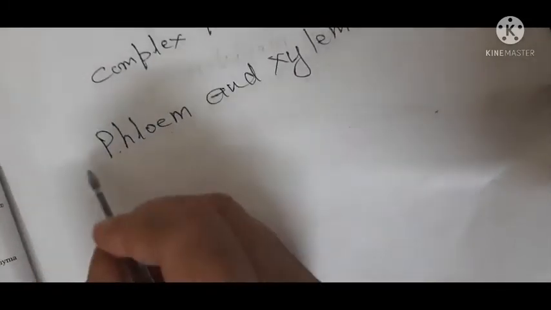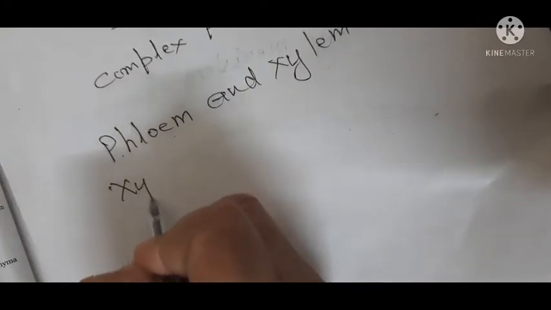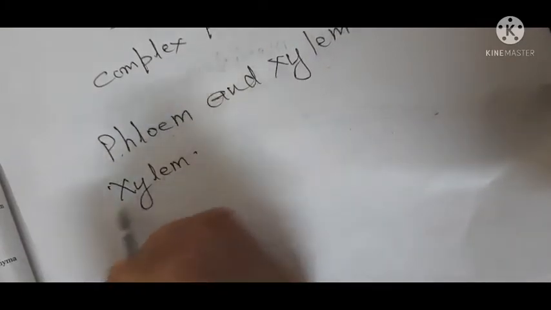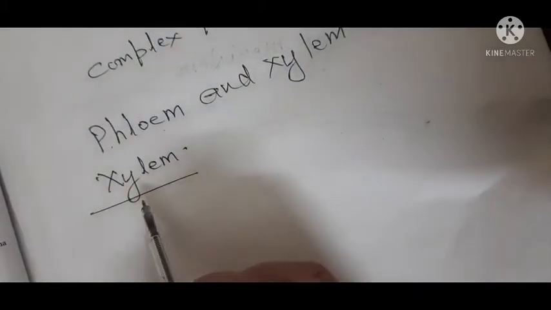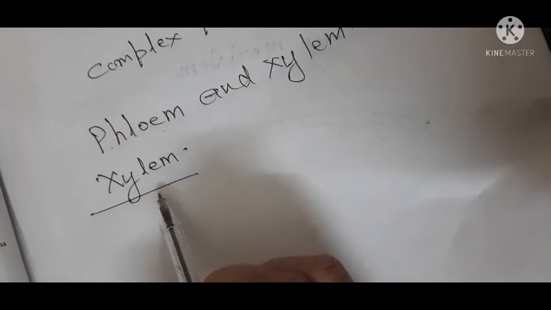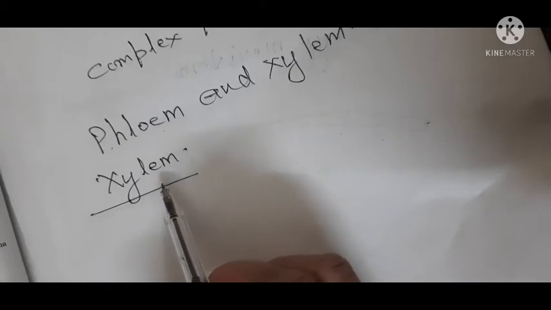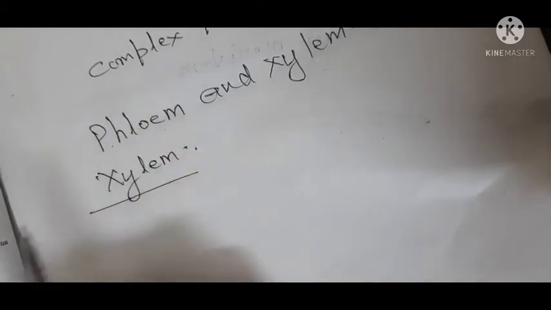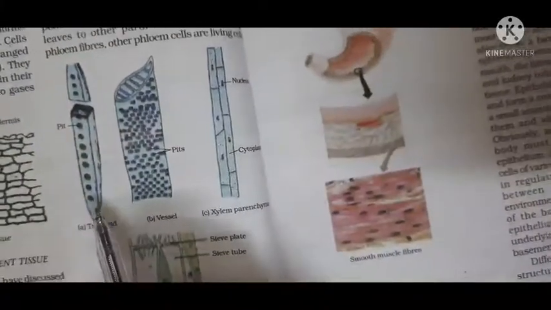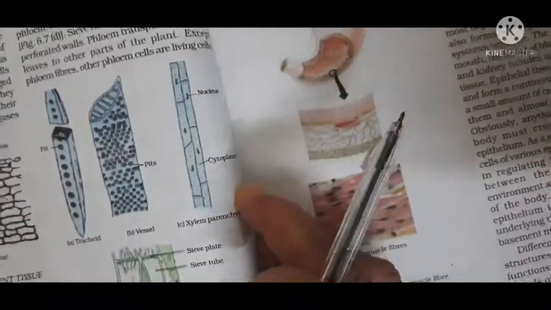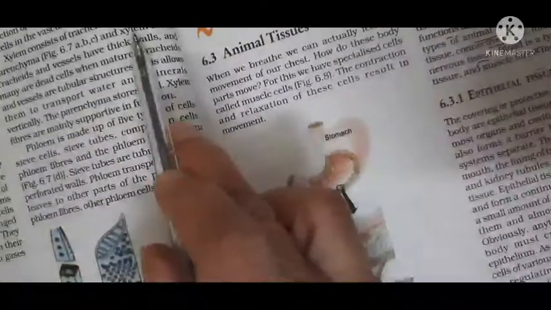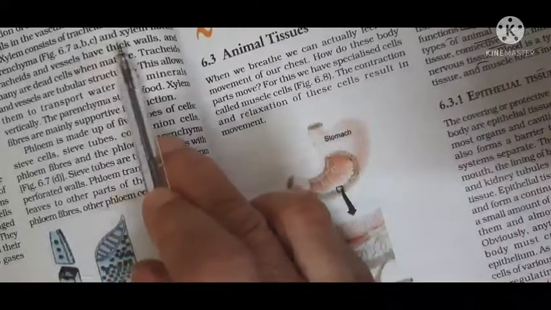Now we come to xylem. As you know, these are the complex permanent tissue. Now this is xylem, but this xylem consists of more than one different type of cells. So the cells which are present in xylem are tracheids. Just see here the cells present in xylem. They are tracheids, vessels, xylem parenchyma and xylem fibers.